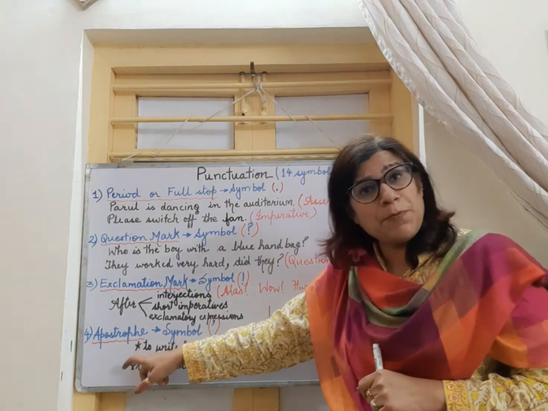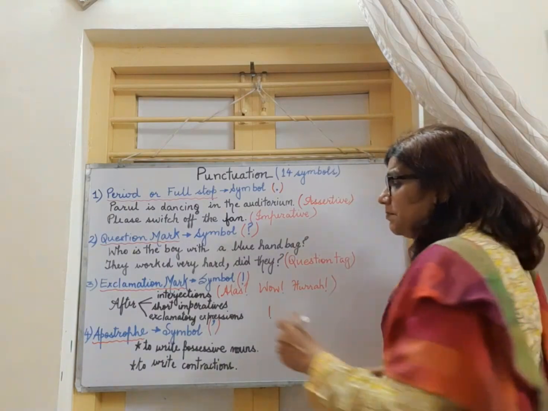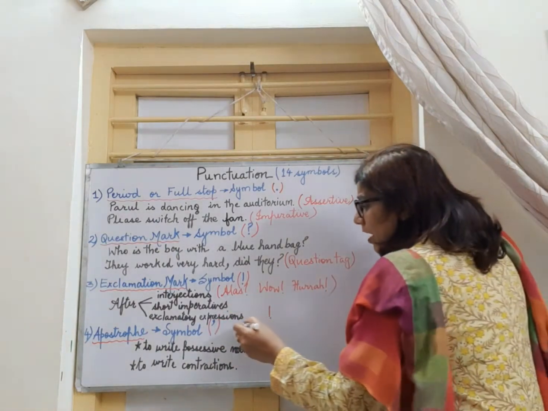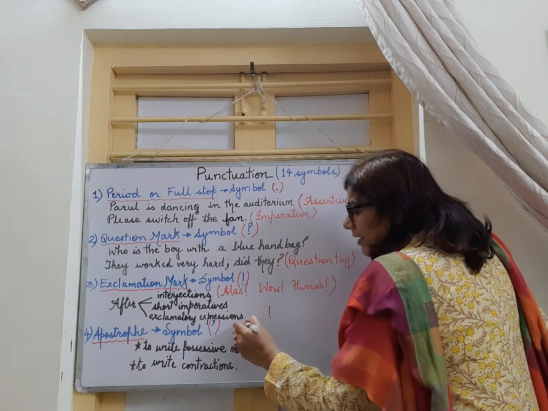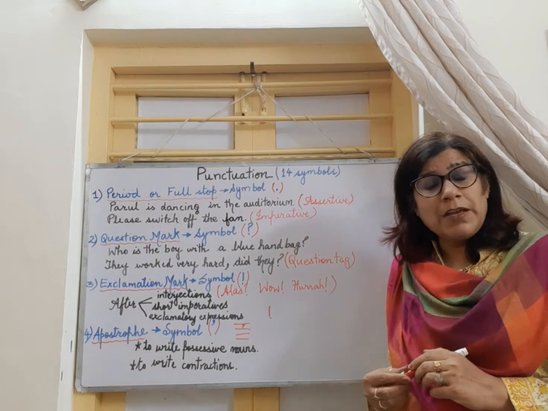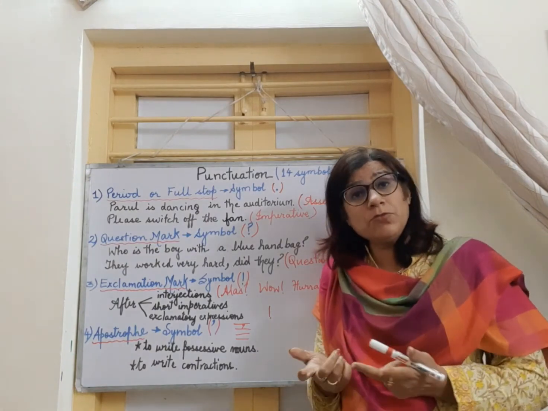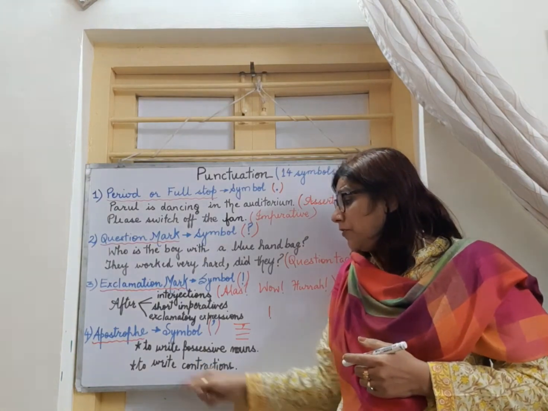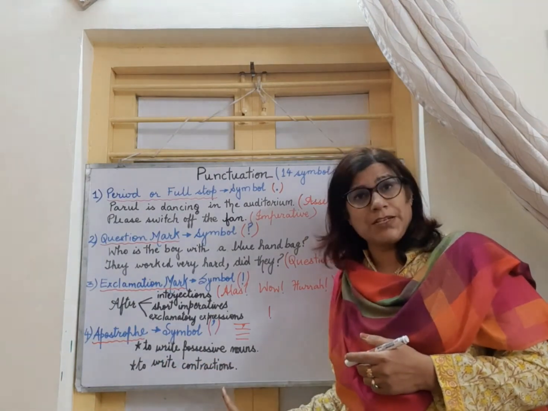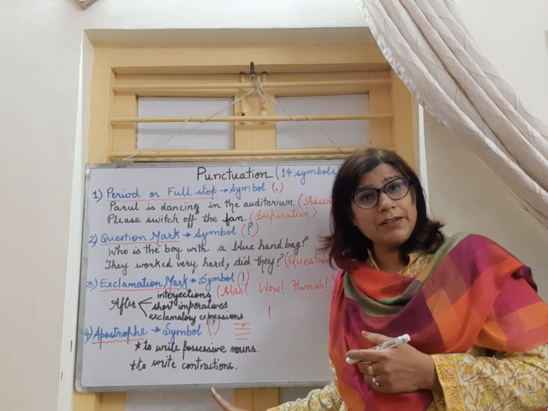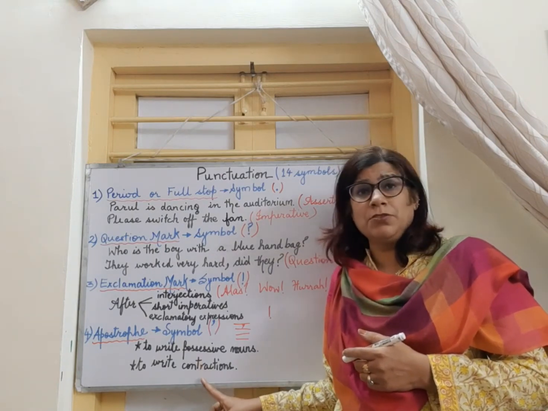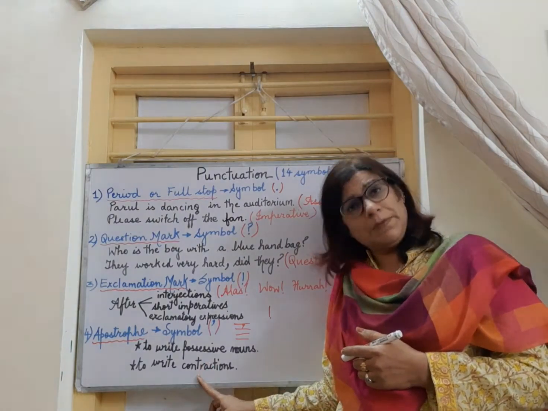Next we come to the apostrophe. The symbol is like this, as if a comma is hanging in the air. If you have a 4-line copy, then this is the place where you use an apostrophe. And in the English language, where do we use an apostrophe? We use an apostrophe to write possessive nouns and to write contractions. Whenever we are contracting words, that is when we use the apostrophe.